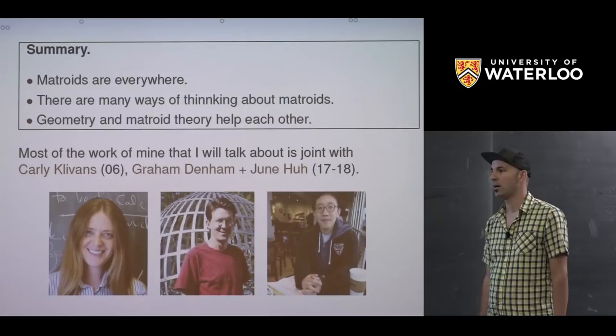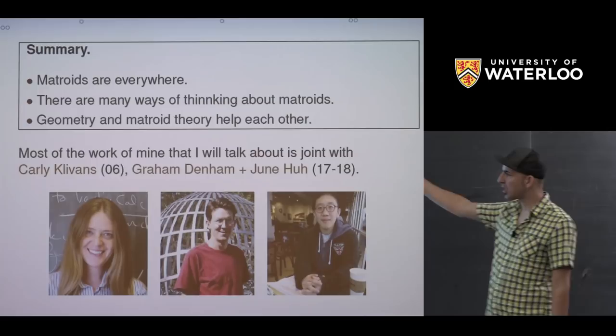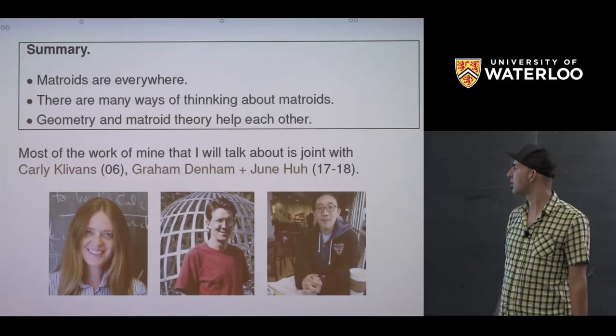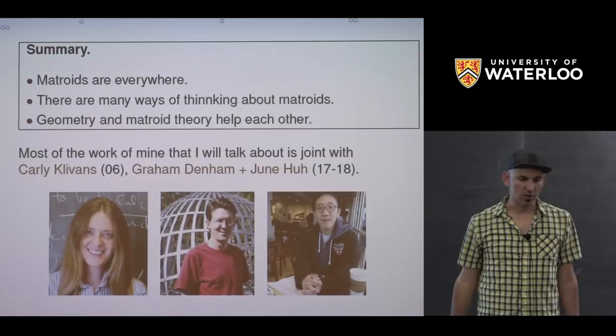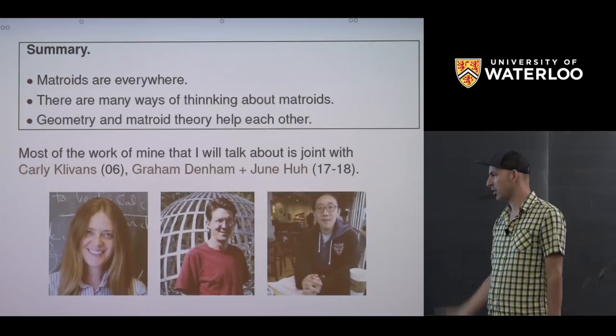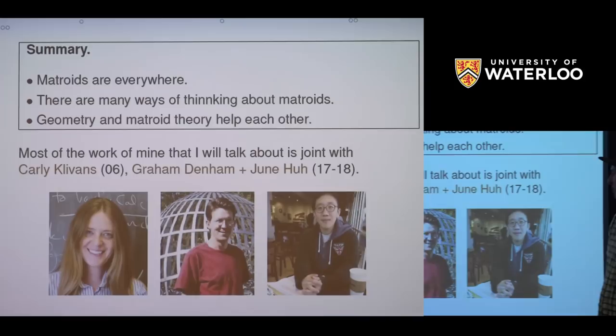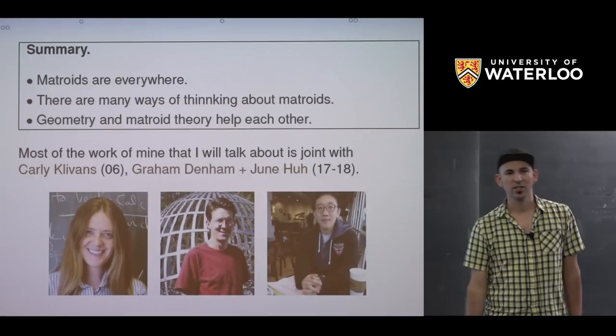And then I think the main point that I want to make is that geometry and matroid theory can really help each other very much. That's kind of the main takeaway. Most of the work that I'm going to be talking about, I want to survey a number of different things, but the results of my work that I will be talking about are mostly joint work with Carly Clivens back in 2006, and then an ongoing project with Graham Denham and June Huh that we're finished with and are in the process of writing up. Okay.